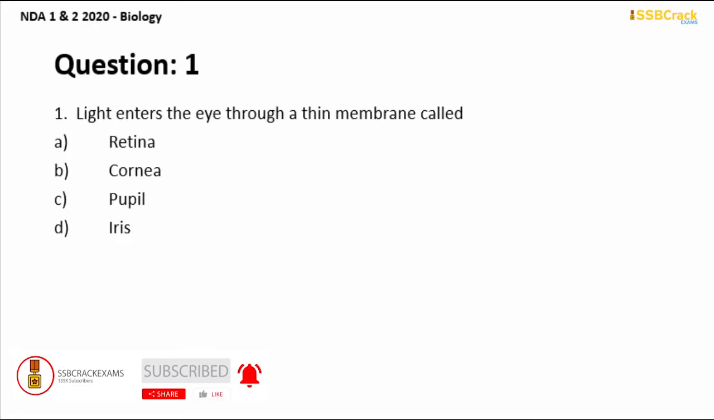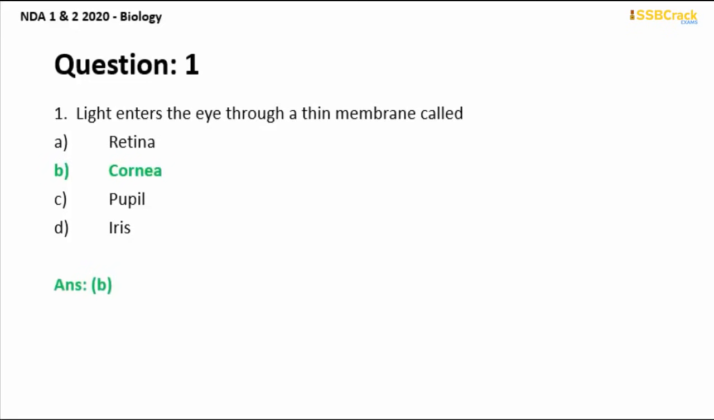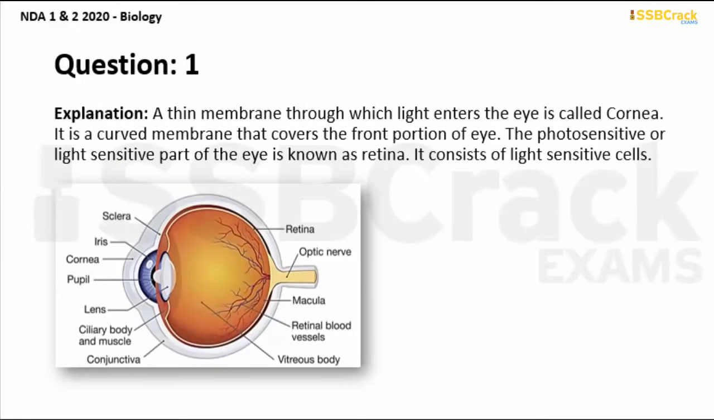And the first question in front of you is: light enters the eye through a thin membrane called option A retina, option B cornea, option C pupil, option D iris. So what is the correct answer? It's option B cornea. So before that, let us look into the eye anatomy.